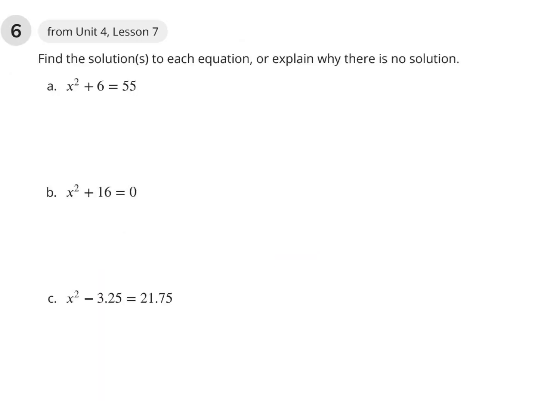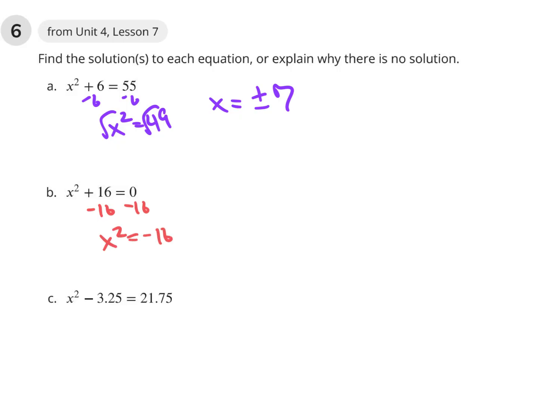Okay, let's see if we can solve these problems. So if we subtract 6 from both sides, x squared equals 49. Take the square root, and x equals plus or minus 7. So x squared plus 16, minus 16 on both sides. X squared equals negative 16. We can't take the square root of a negative number, so we write no real solution.